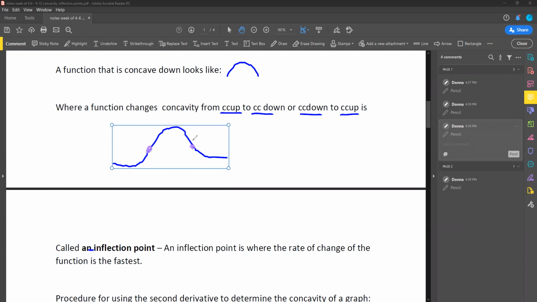The deal about the inflection points and why we're interested in them, it's where the rate of change is the fastest. So it's where the slope of the tangent line is the steepest. So I might care about that in business. If I'm buying stock, I might want to buy it when the stock's going up as fast as possible. So that's why I'd be interested in the inflection points.